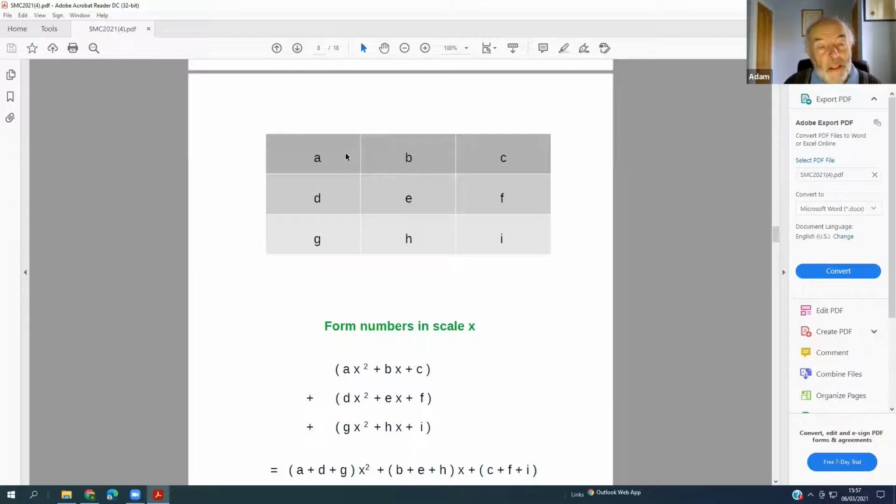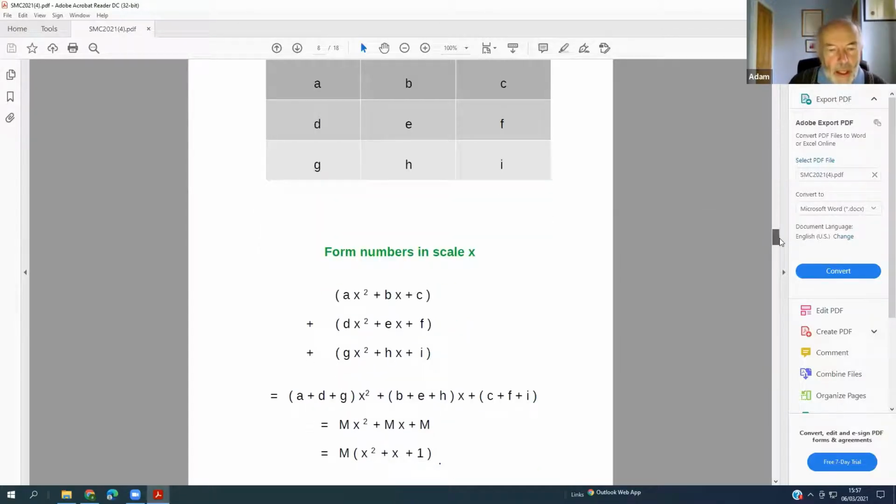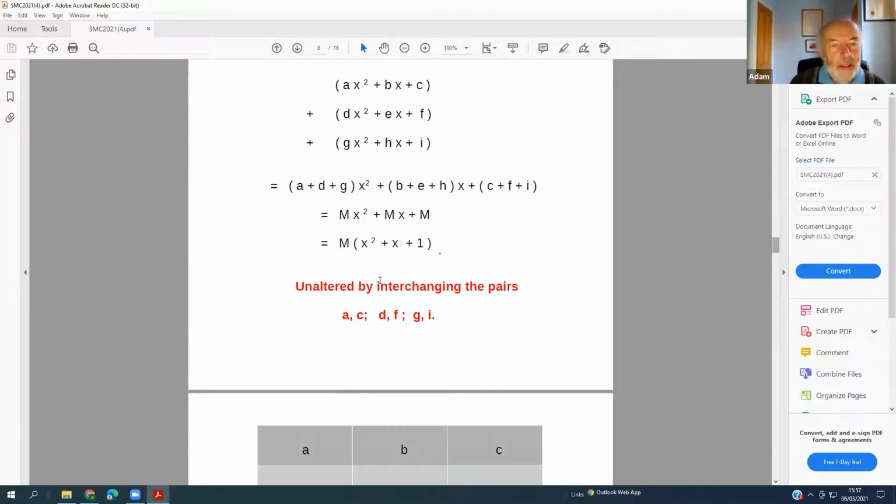So previously, just to fix ideas, we had 492, and we had 4 times 10 squared plus 9 times 10 plus 2 to form the number 492. Suppose we take the general setup and use base x. So the corresponding numbers would be a lots of x squared plus b lots of x plus c, and ditto for the other 2. And you see, when you add these up, you get the coefficient of x squared is this, the coefficient of x is this, the constant term is this.